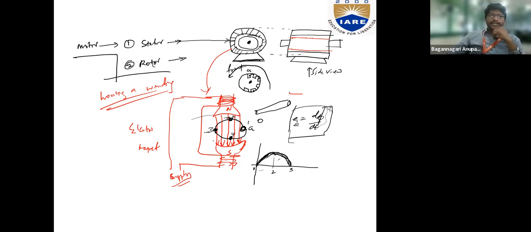Now, what happens when the conductor cuts the flux from 3 to 4? What will happen when the conductor moves from position 3 to 4? Just tell me what happens if the conductor moves from position 2 to 3 to 4.